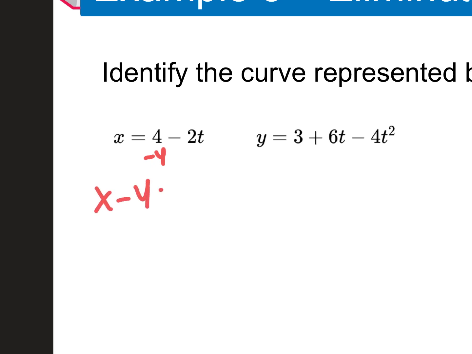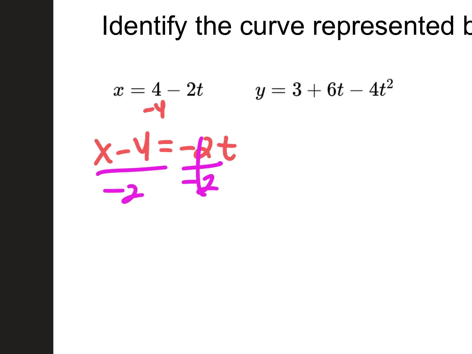So you have x minus 4 equals negative 2t, and then divide both sides by negative 2. So t equals x minus 4 over negative 2. Guys, can you cancel out the negative 4 and the negative 2? No, because remember, x minus 4 is together. It has to go into both before you just start eliminating.